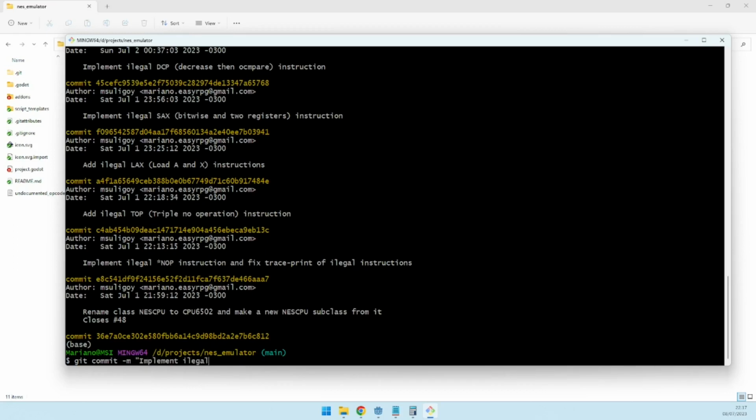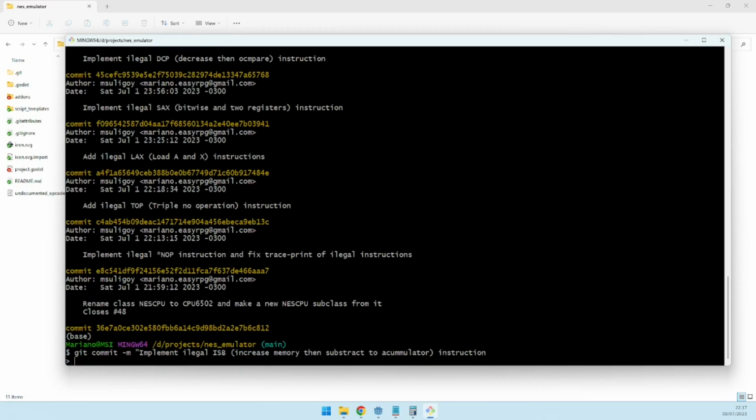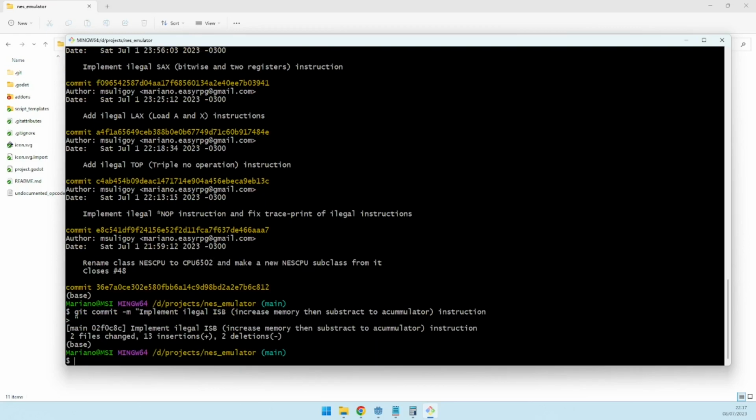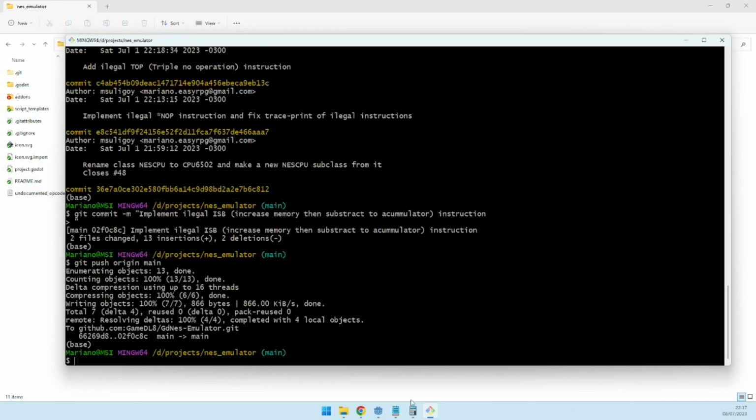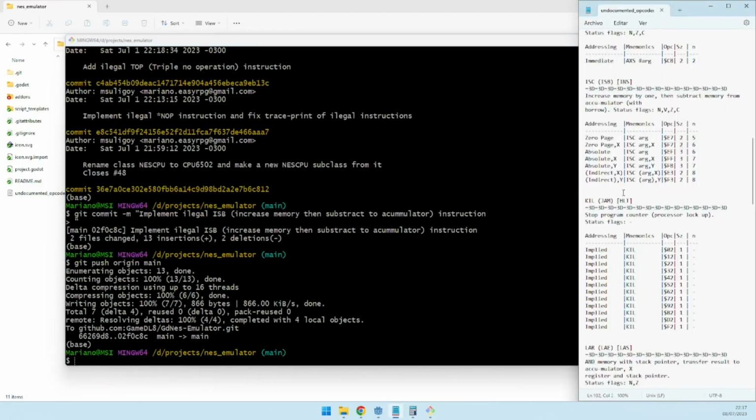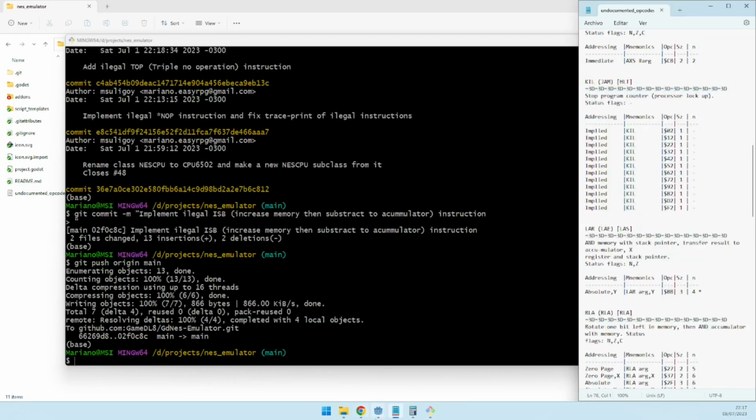Git commit. Implement illegal ISB instruction. Increase memory, then subtract to accumulator. Right. Git push origin main. And with that, we got rid of this. Next instruction.